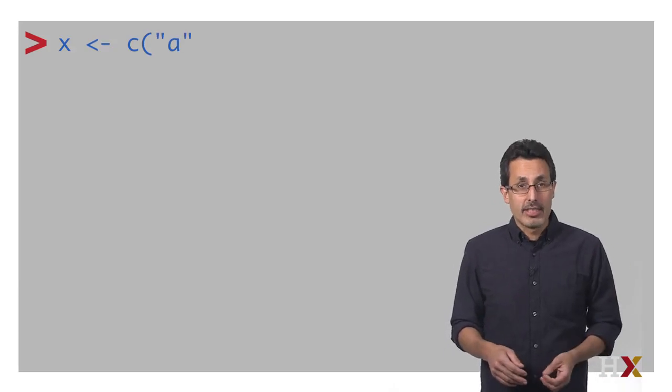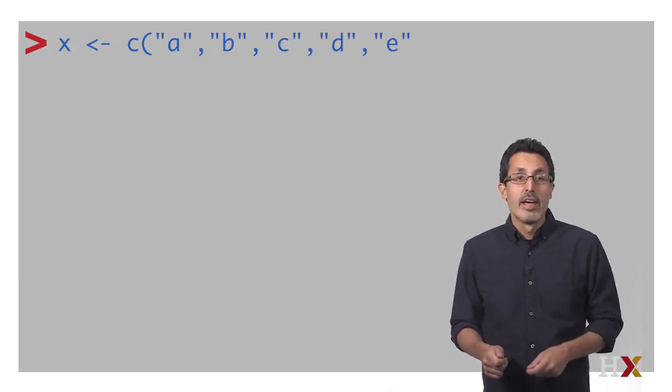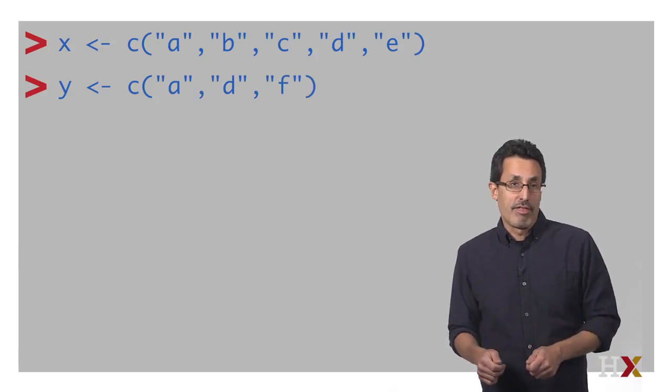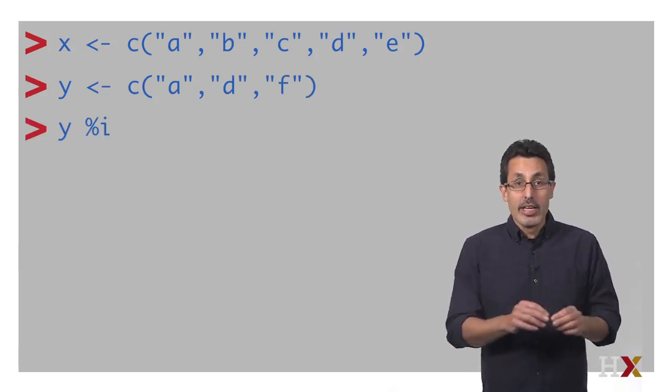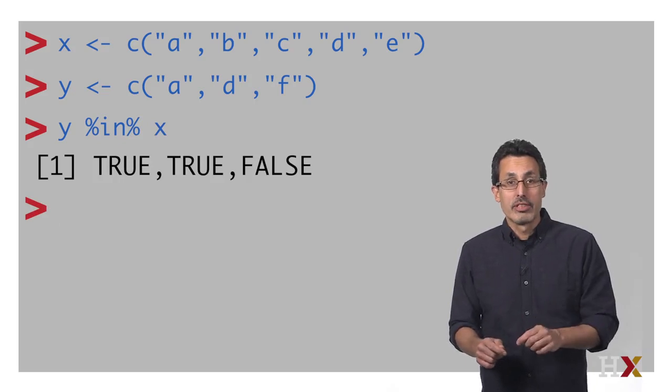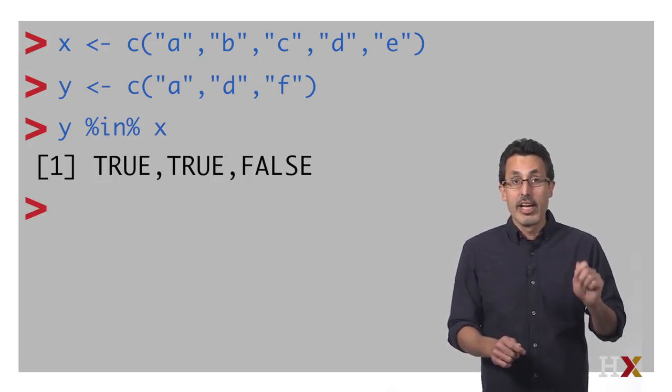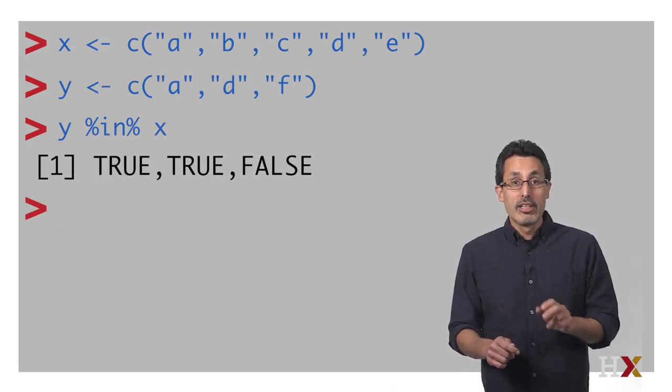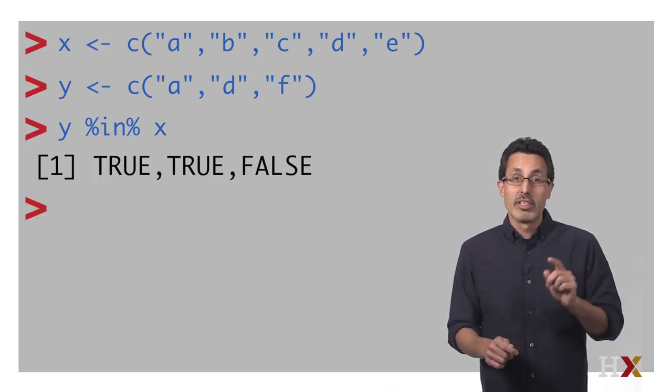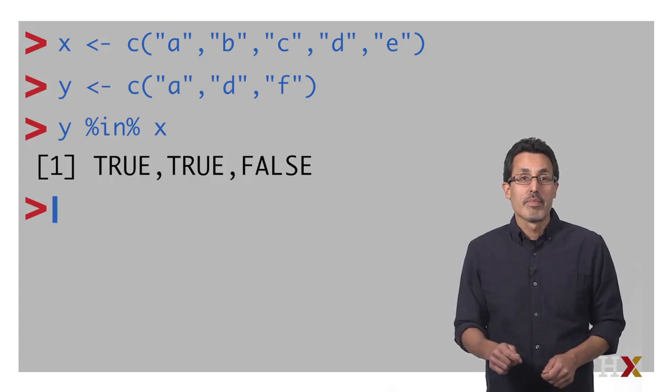The last function we're going to look at is perhaps the most useful, and it's the in operator. If rather than an index, we want to know whether or not each element of a first vector is in a second vector, we use the function in. Here's a simple example. Let's define the object x as the first 5 letters, A through E, and let's define y as A, D, and F. If I ask y in x, I get back true, true, false. This is because the letter A is in the object x, the letter D is in the object x, but the letter F is not, so we get a false.